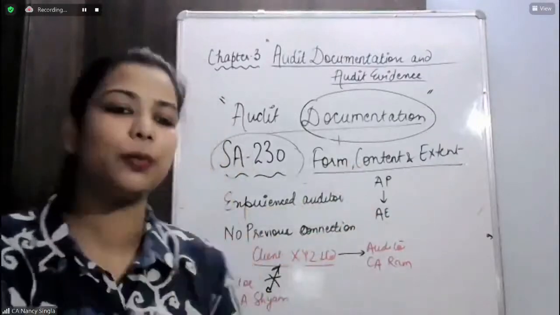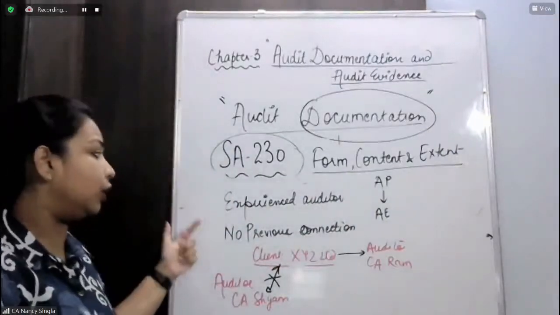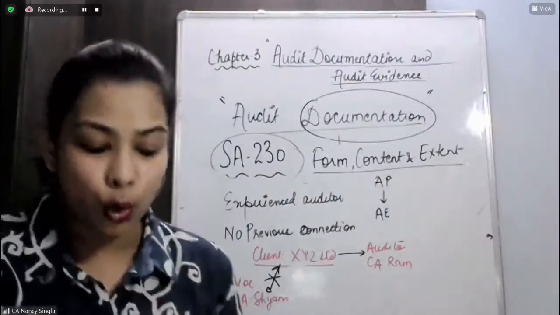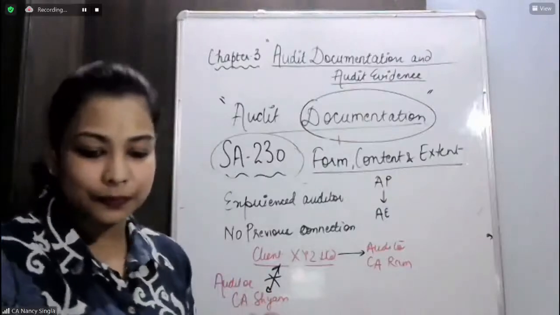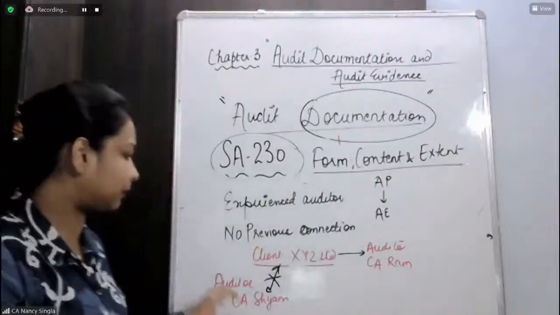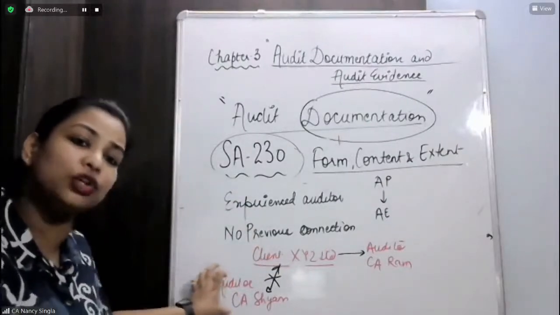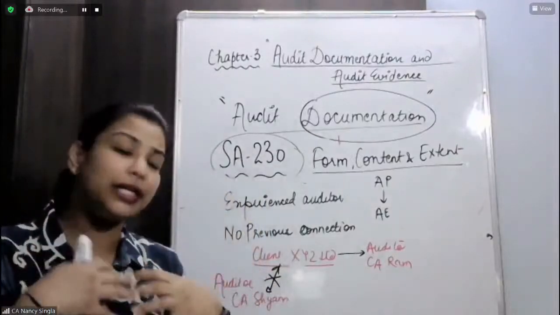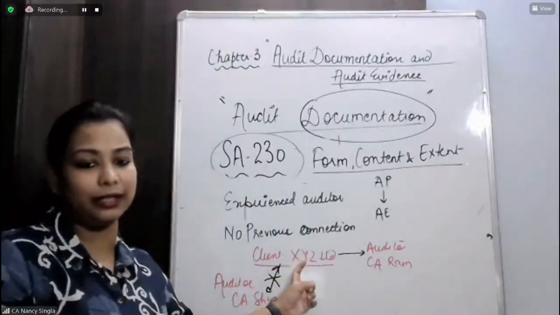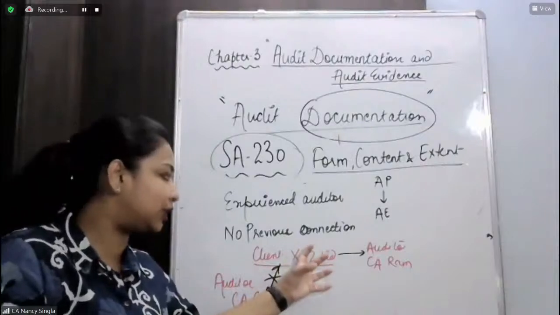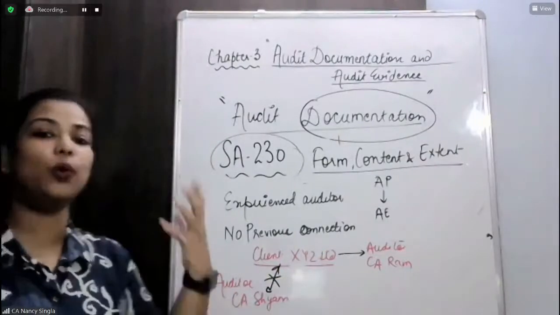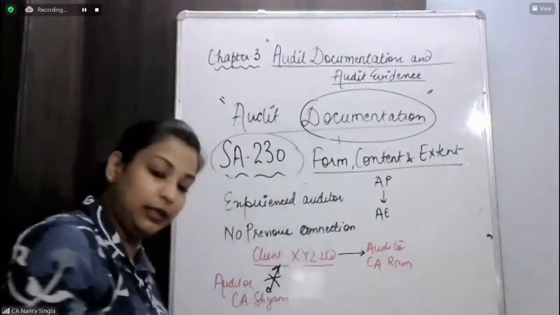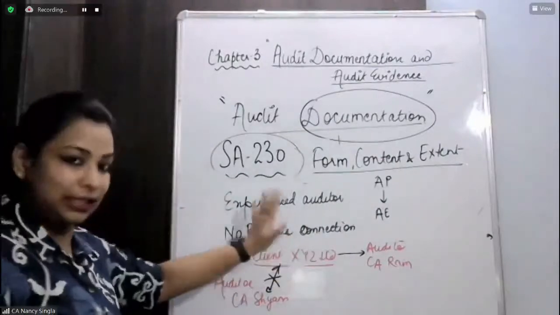Why? Because audit documentation is nothing but a record of these only. So please don't maintain it in a haphazard way or in a way that only you or your team can understand it. Maintain it in such a way that an experienced auditor, though having no previous connection with the client, is able to understand what work you have done. Clear? Quickly answer, is this clear?